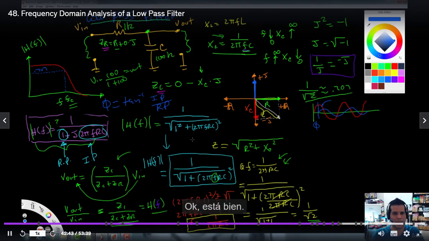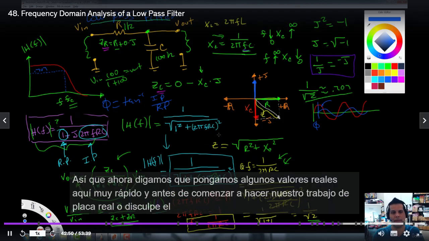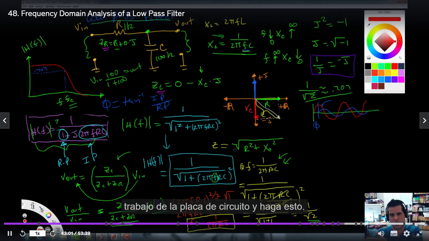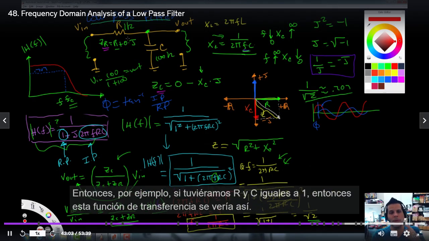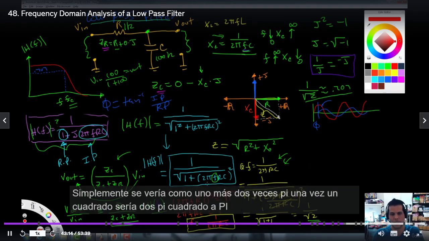Okay, so we have our transfer function. We've got what our low-pass filter looks like. So now let's put some real values in here real quick before we get to doing our actual circuit board work. For example, if we had R and C both equal to 1, then the magnitude of the transfer function would just look like 1 over the square root of 1 plus (2 pi f times 1 times 1) squared. So it would just be (2 pi f) squared.